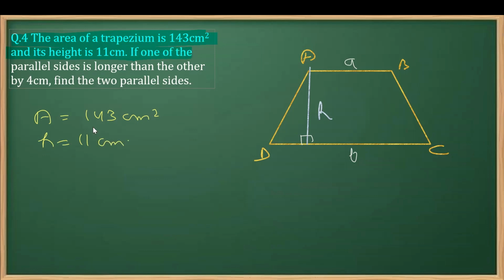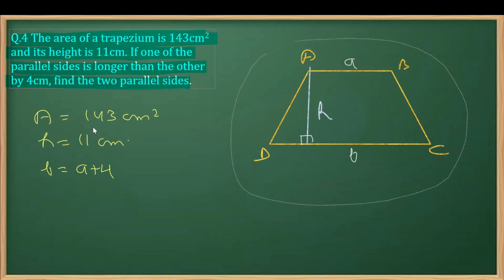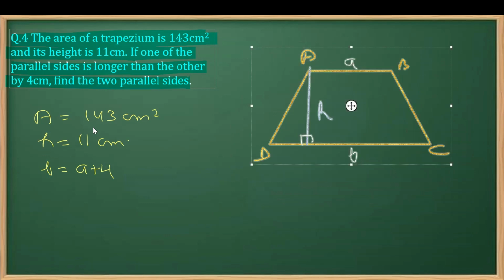As I read further, it says one of the parallel sides is longer than the other by 4 centimeters. So you know that the parallel sides are A and B. One of the parallel sides is longer than the other. As per the figure, I can see B is longer than A. So B is how much more? It is 4 centimeter more. So B will be A plus 4. Right, this is the information we have. And then what we have to find out is the length of these two parallel sides.